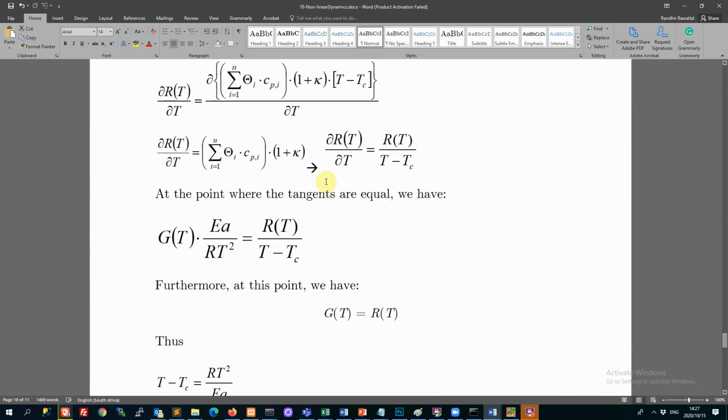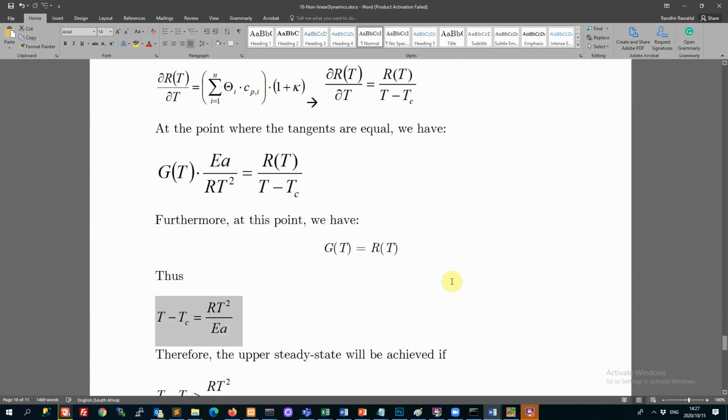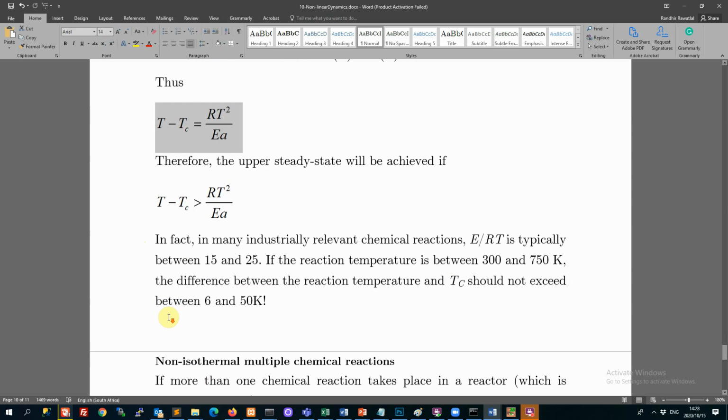So we are saying the gradients are equal, therefore this equals this. And then we also say that G of T equals R of T. So these two things can cancel, leaving us with this nice relationship. We can easily solve this equation. It's just a quadratic, and we can find the value of temperature which gives us the ignition. Since it's a quadratic, the solution gives us two values, so it's giving us both the ignition and the extinction points. That's how you can solve it for this case.